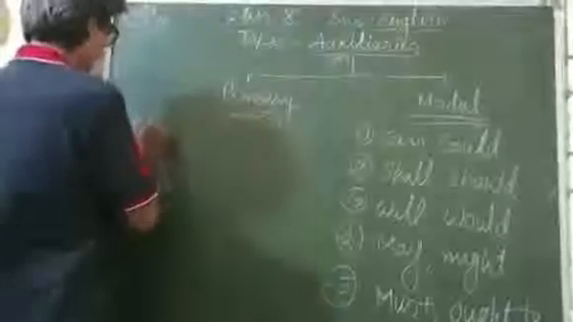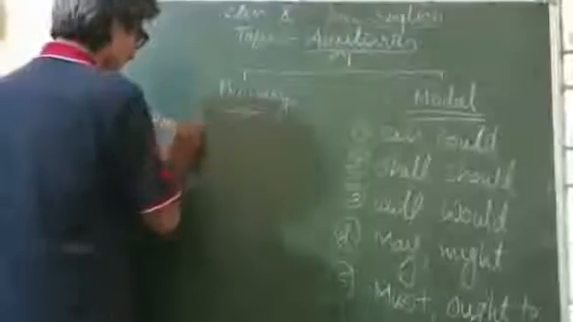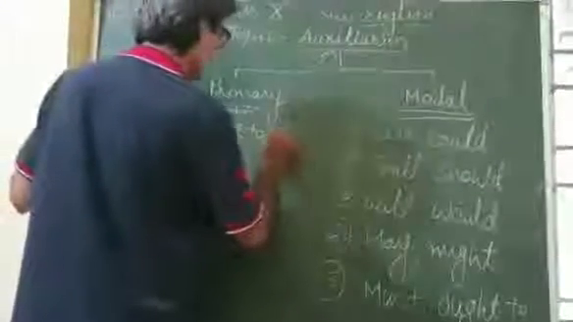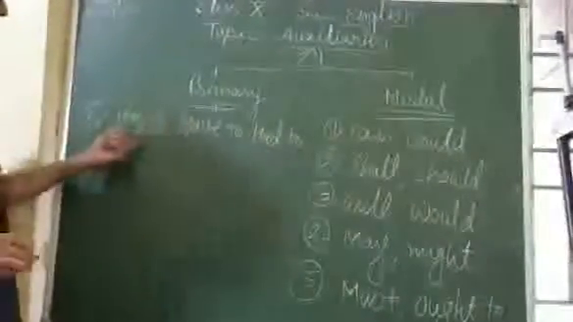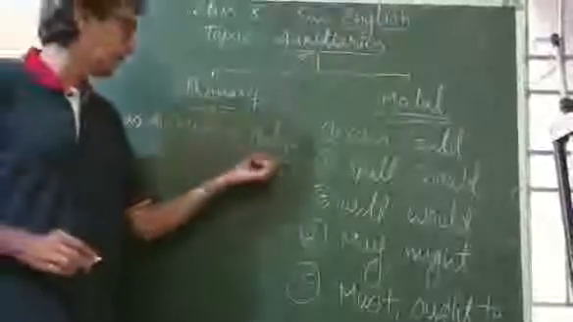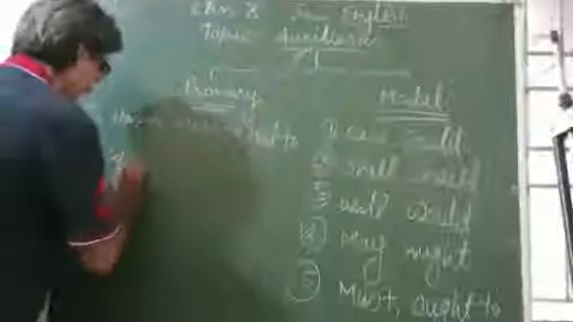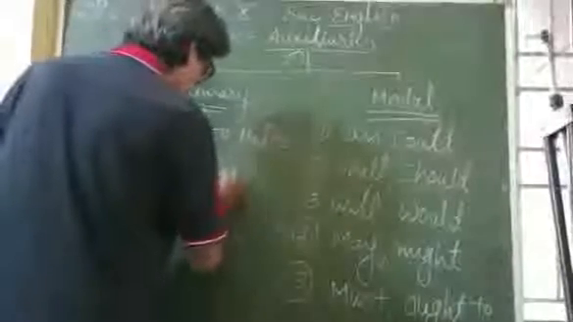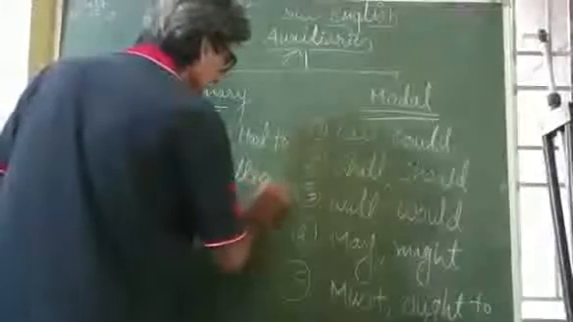More modals: has to, have to, and had to. Has to and have to are for the present, and had to for the past, and will have to and shall have to are for the future.